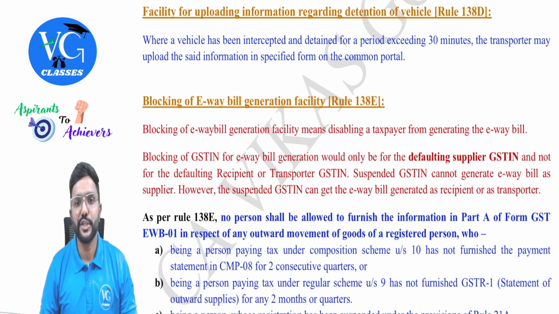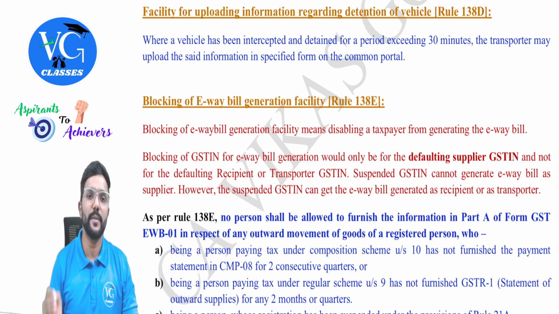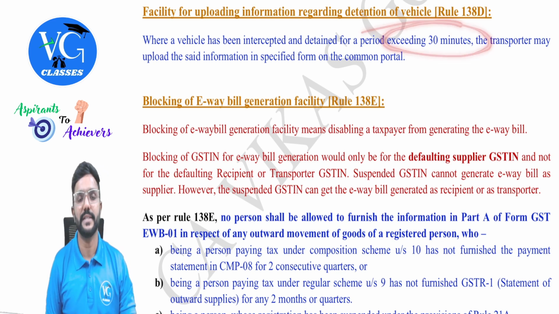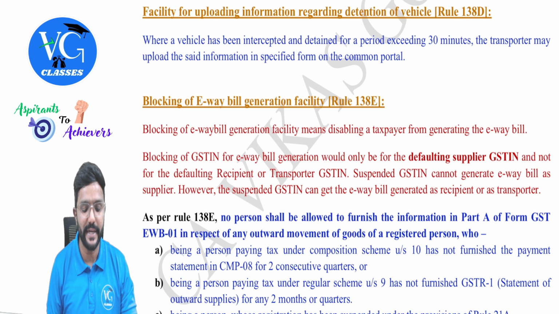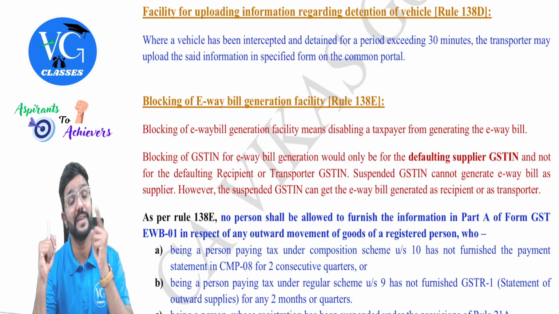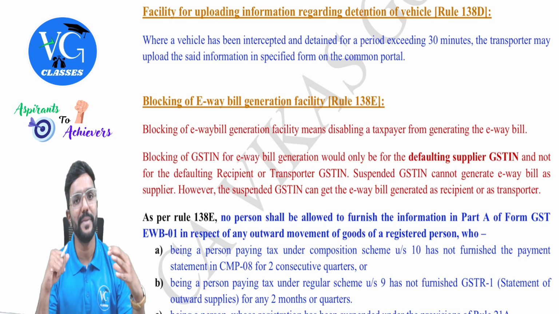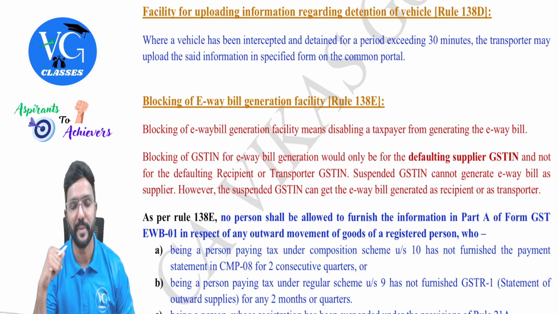Facility for uploading information regarding the detention of vehicle in Rule 138B. If the vehicle is detained by the proper officer for more than 30 minutes, then he needs to update the details, guys. He needs to update the details on the GST portal. Why so? Because this will have an impact on even the validity period. Because the transporter might not be able to deliver the goods within the validity period.